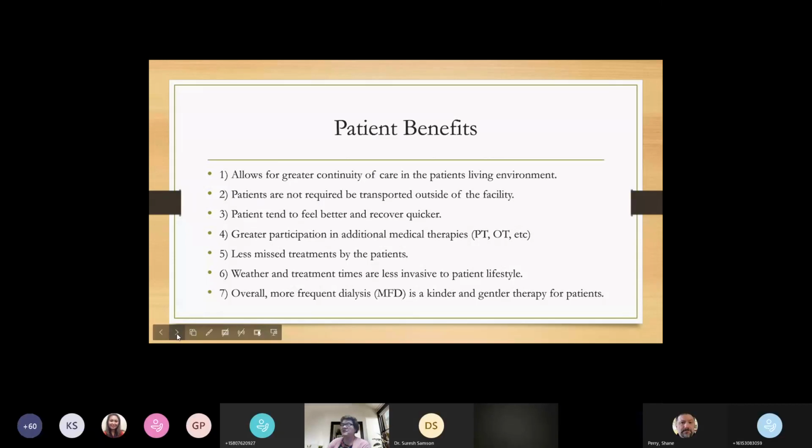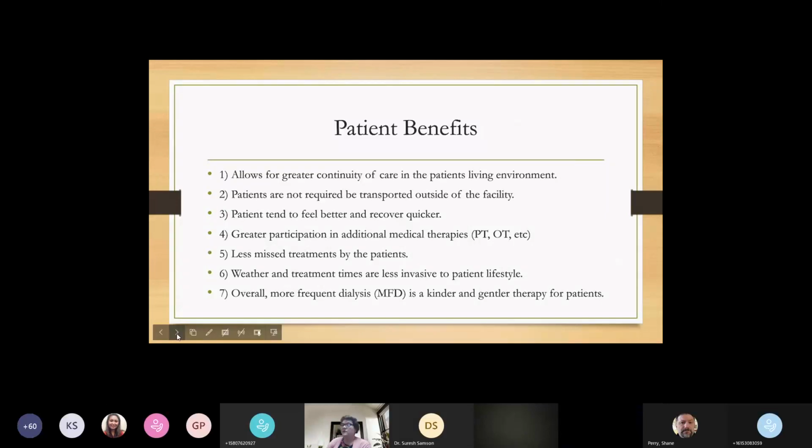for the patient. Patients are not required to be transported outside of the facility, and this is a very big issue for the patient. They do not like getting out in bad weather, and the ability to stay within their home and just go to a different room for dialysis is a huge benefit for patients who are recovering from an injury, an illness, or who have been debilitated and are trying to regain their strength. Patients tend to feel better and recover quicker.